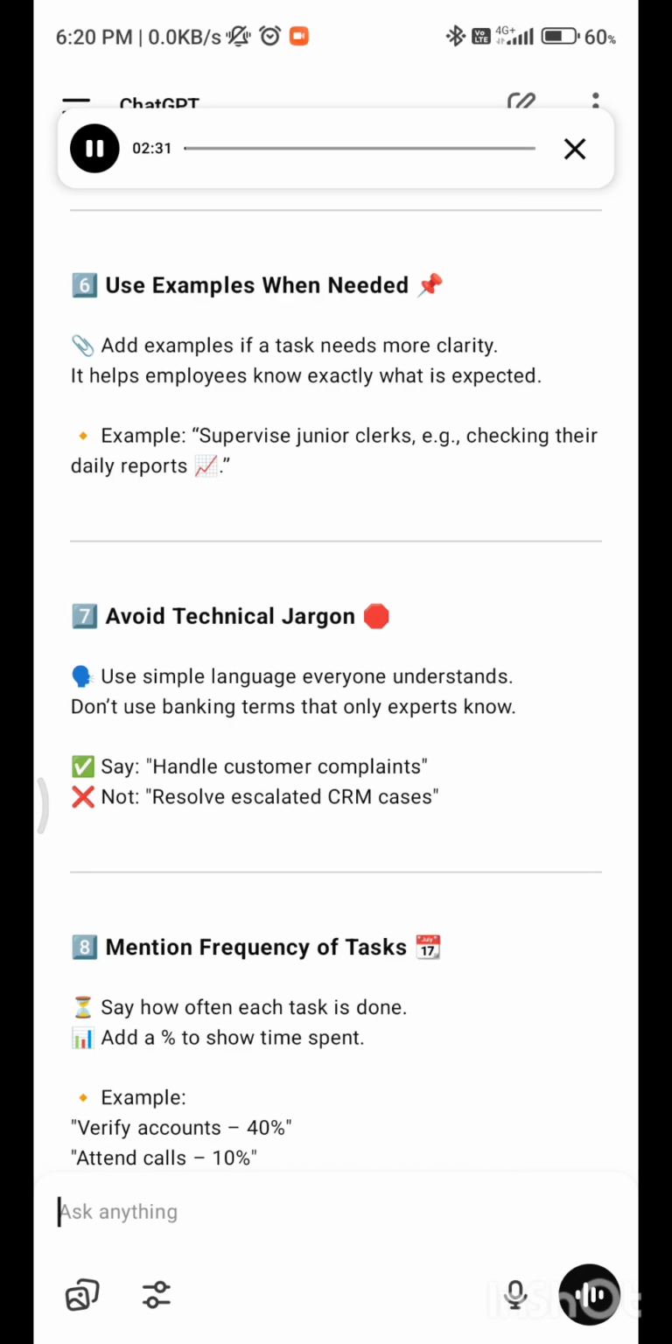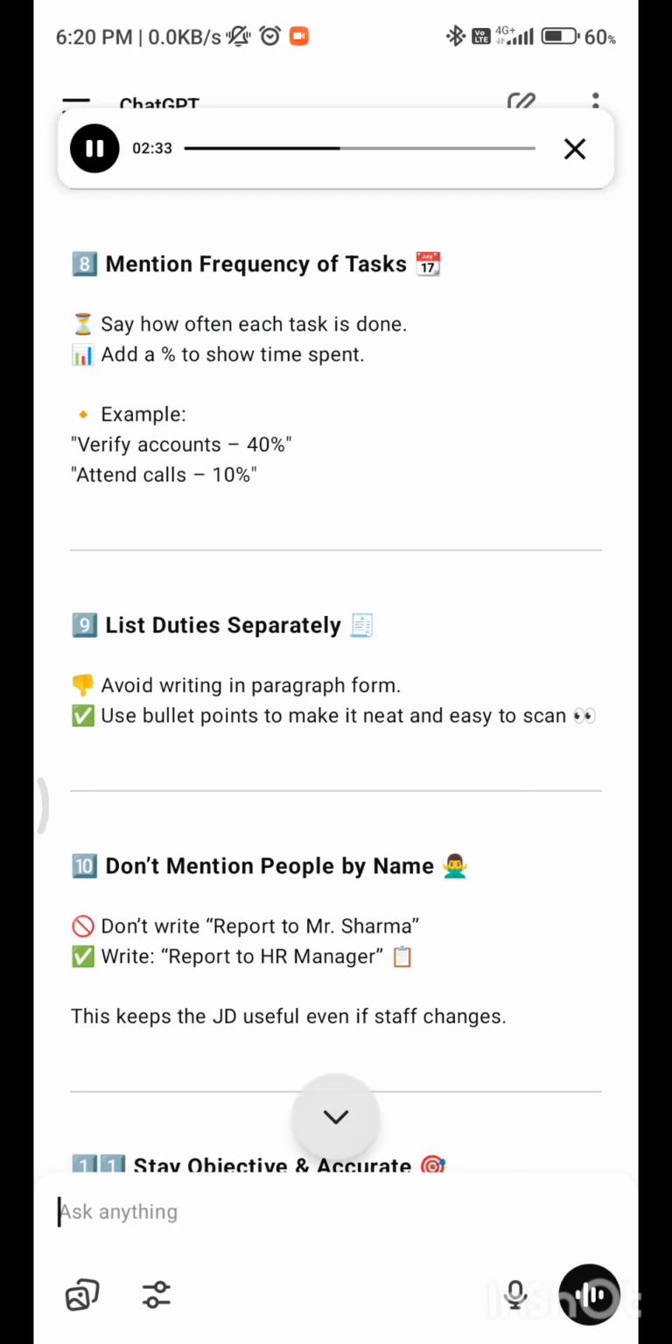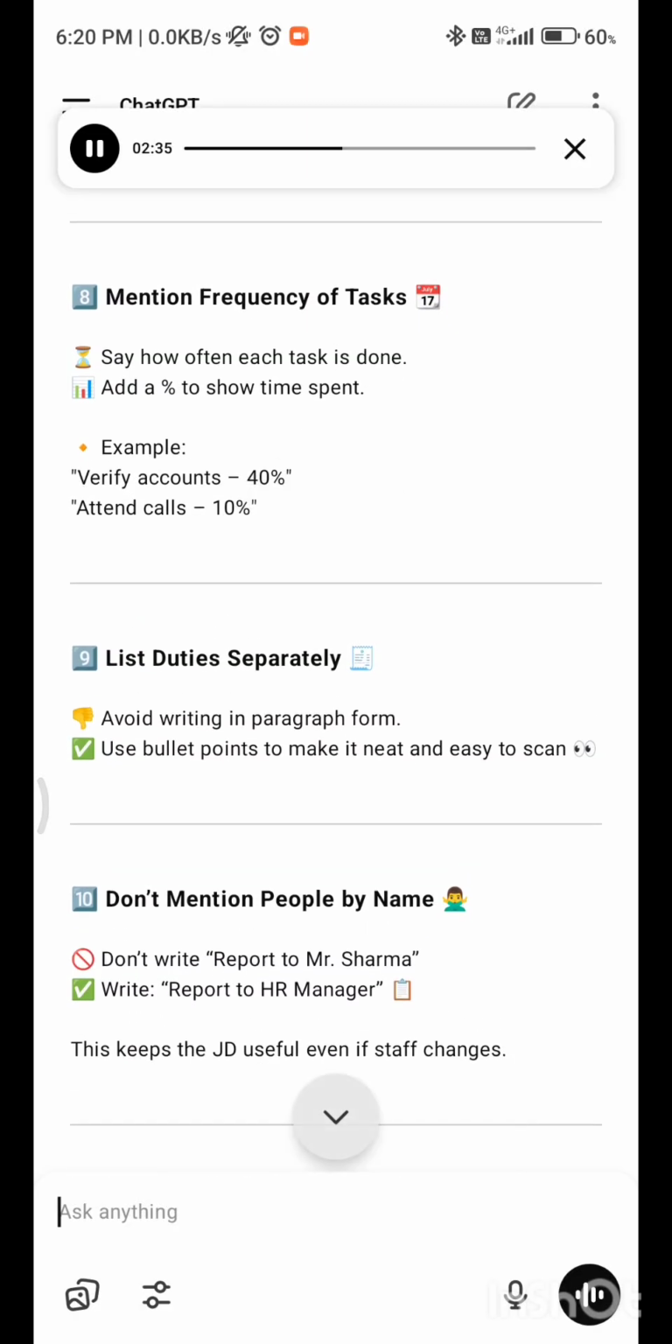8. Mention frequency of tasks. Say how often each task is done. Add a % to show time spent. Example, verify accounts, 40%. Attend calls, 10%. 9. List duties separately. Avoid writing in paragraph form. Use bullet points to make it neat and easy to scan.